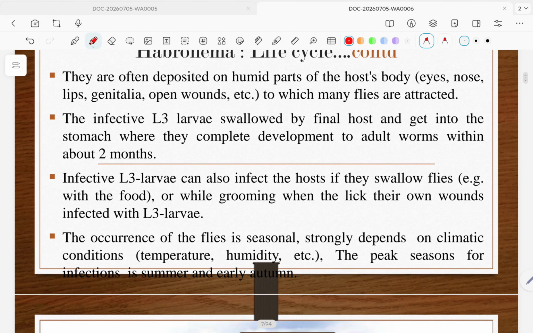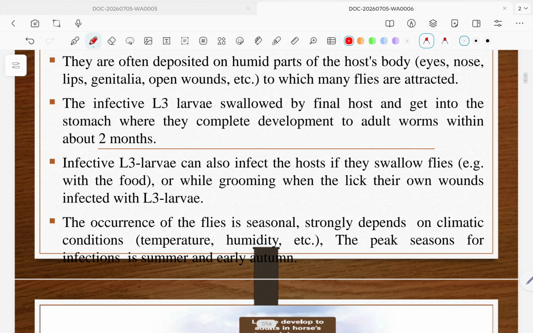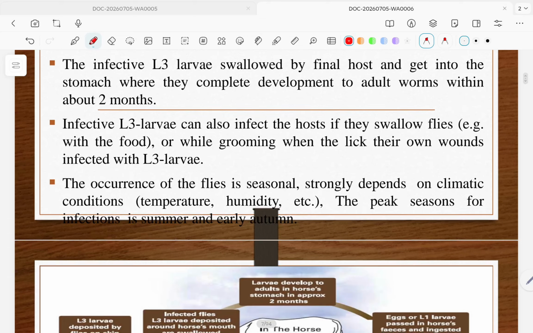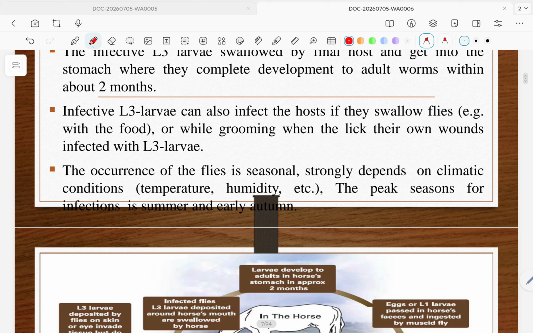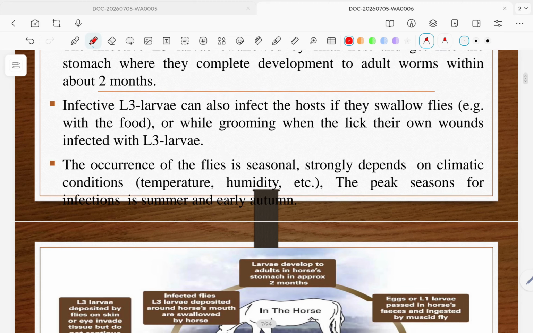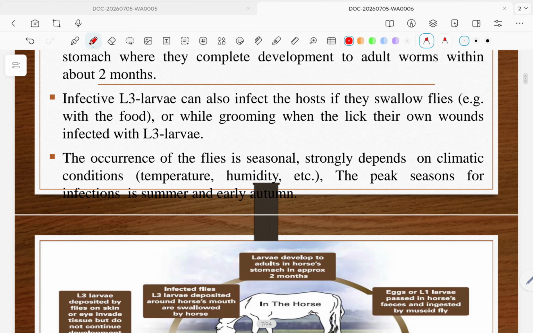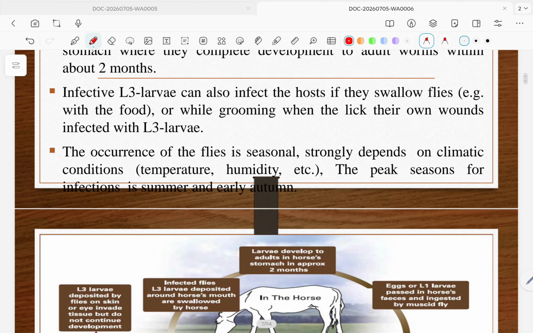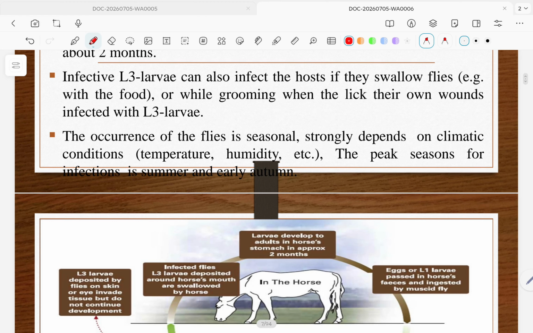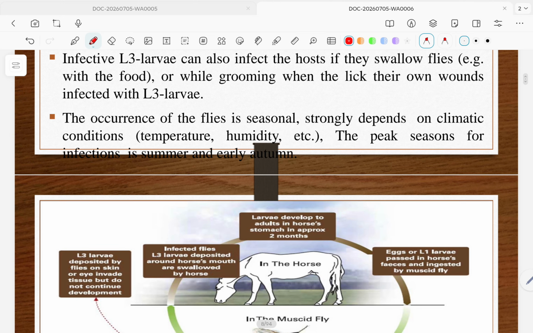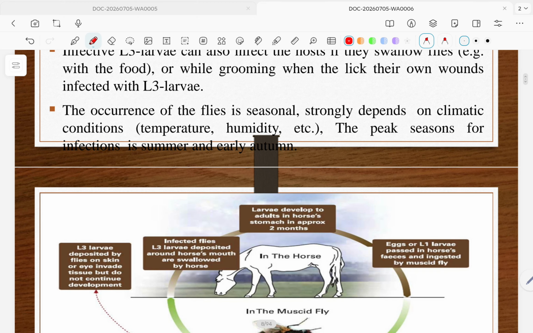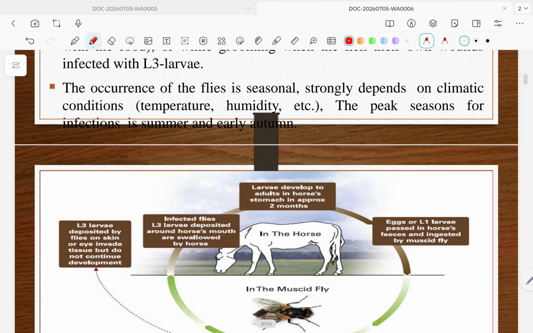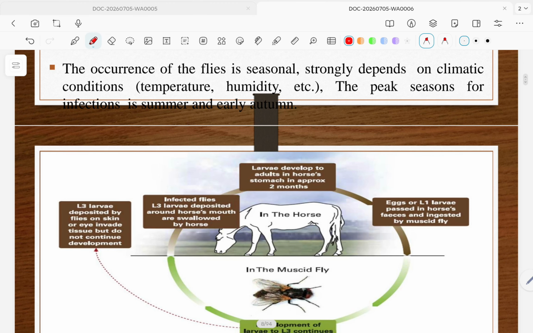The infective L3 larvae swallowed by the final host get into the stomach, where they complete development to adult worm within about 2 months. Infective L3 larvae can also infect the host if they swallow flies, for example with the food, or while grooming when they lick their own wounds infected with L3 larvae. The occurrence of the fly is seasonal and depends on climatic conditions, temperature, humidity, etc. The peak seasons for infection are summer and early autumn.